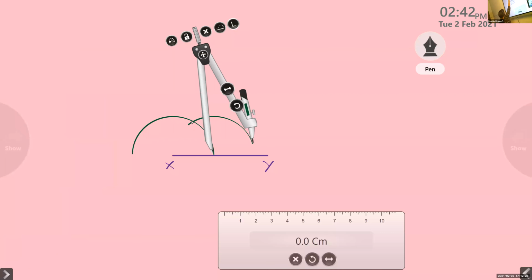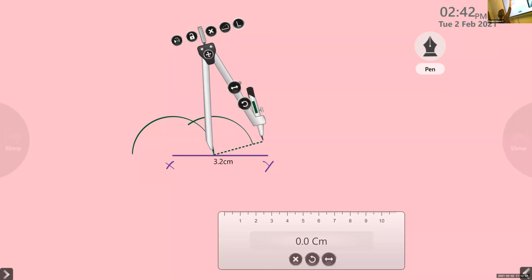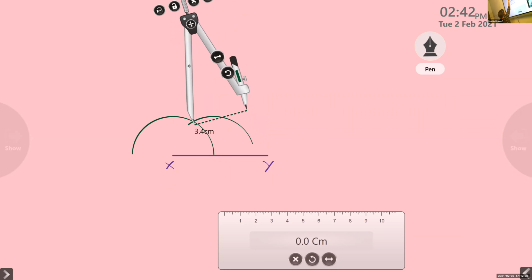Now we are going to bisect. For that, we have to take more than half of the arc length. Just increase the arc length. Then keep the needle point here, at this point where it is cutting, and cut an arc.